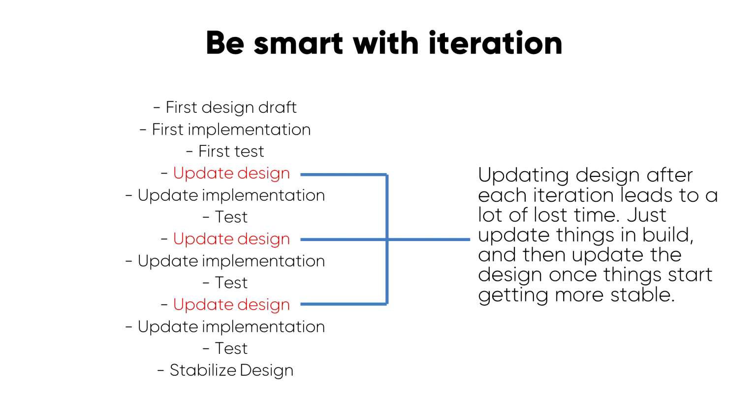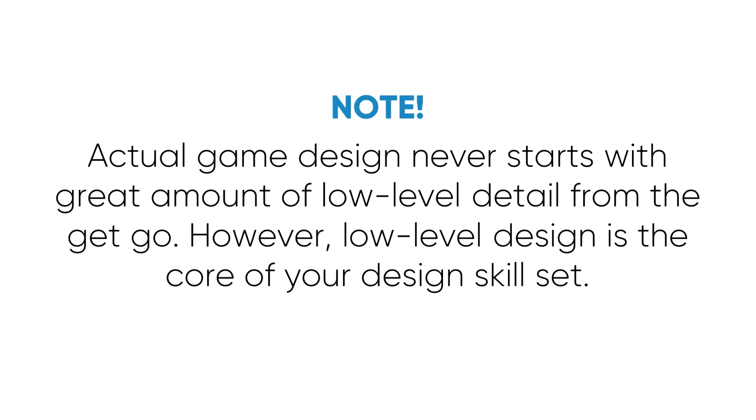Once the first version of the design is in and you have to iterate on it, just do that in the build. Update the design only once you reach a more or less stable iteration. I'm saying more or less because most likely there will be changes again, but the point is to minimize the amount of time you spend updating words on paper, since what's in the game is actually what matters more. And note, on actual projects, game design never starts with this level of detail from the get-go, but we're going through this first to form the core of your design skill set.